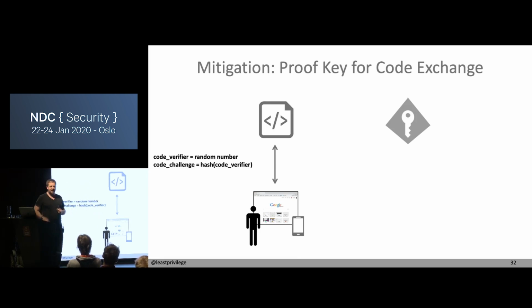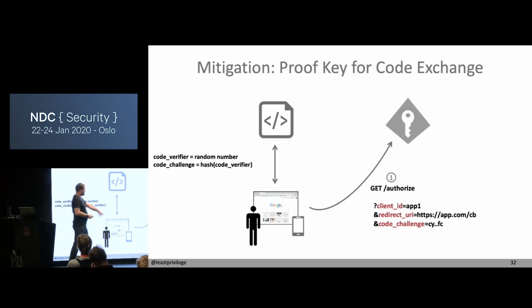Yeah? PKCE is a very simple extension to the authorization flow, and the idea is this. Before the client makes the redirect to the token service, he comes up with a random number, okay? Just some random number, and then he hashes that random number, and the random number is called a code verifier, and the hash of the random number is called the code challenge, okay? So now when we do the authorize request, we in addition send the hashed version of our secret to the server, right? We don't want to send the clear text version of it because the browser is considered insecure.